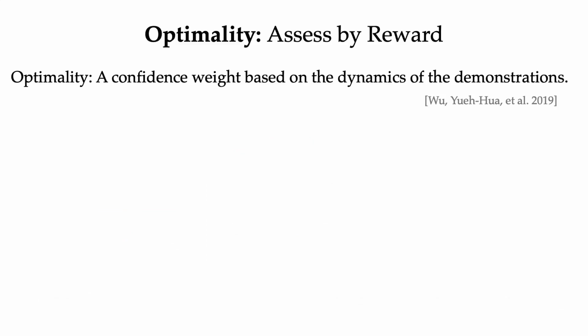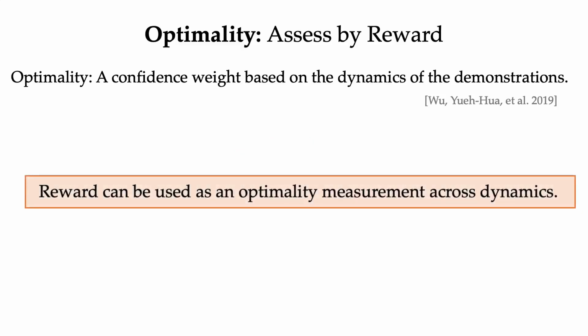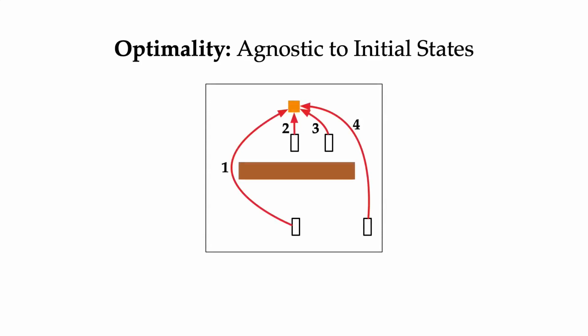Therefore, we need a measure that can be used across dynamics. So here we use the reward of trajectories as they are only state dependent and do not vary when dynamics change. Using only the reward values as an optimal measure is not enough. In this example, we can observe that all the trajectories are optimal with respect to their initial states. But if we use the reward as an optimality score, then trajectories 2 and 3 will be preferred by this measure. However, this optimality metric will discard important information from trajectories 1 and 4, so our notion of optimality needs to be agnostic to the choice of the initial state.